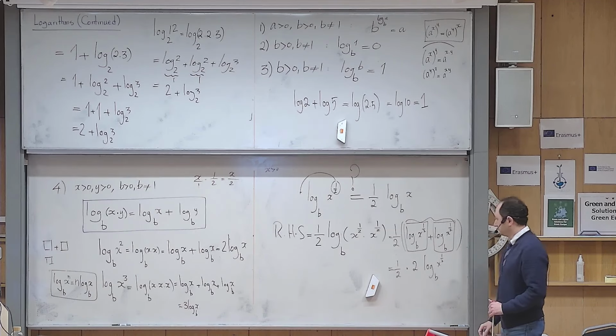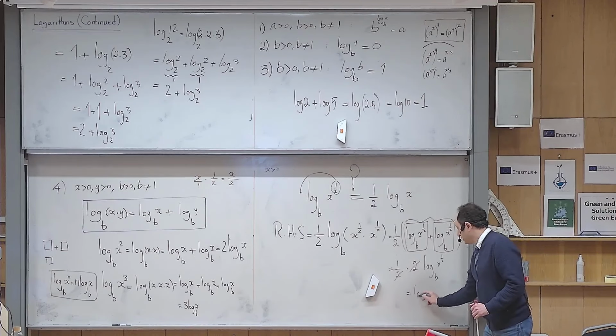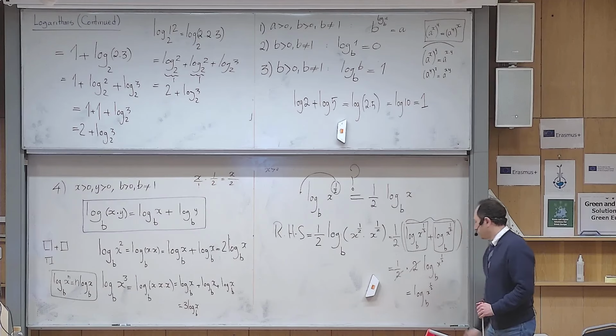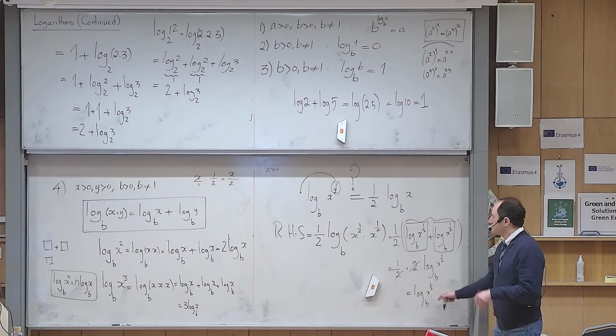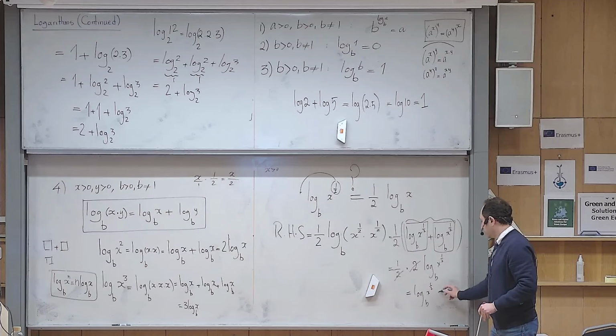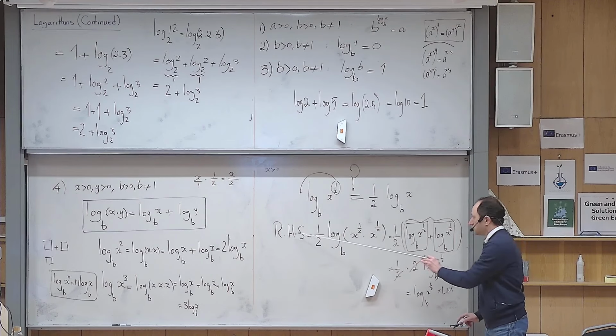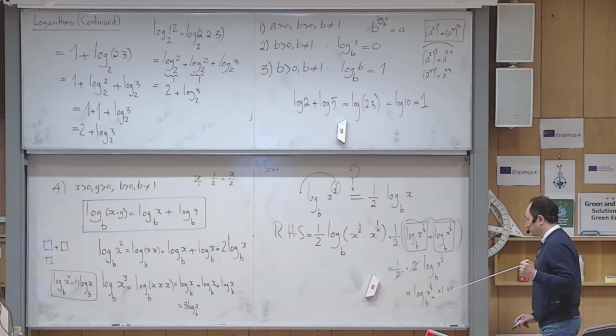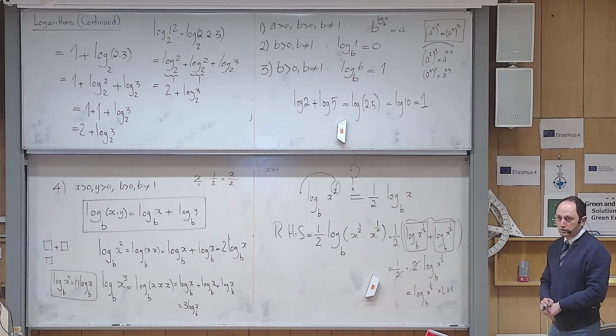Yes or no? But then what do you see? These 2 and that 2 are cancelled. What is left for me is a log of x to the power 1 over 2 to the base b. But what is this? This is the left hand side. So what did I do? I started from the right hand side, and I reached the left hand side. Yes? So it means that they are equal.